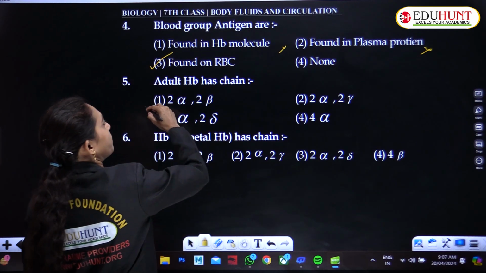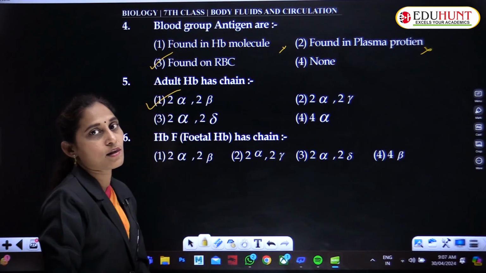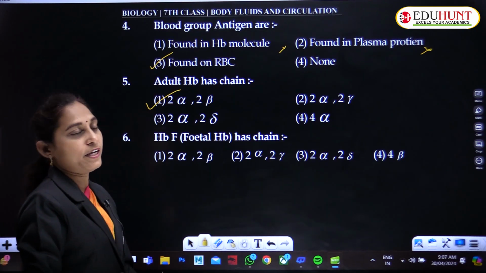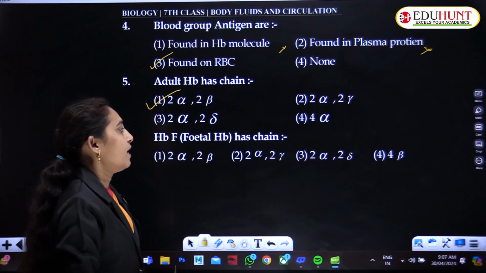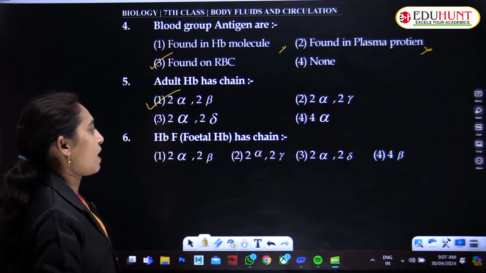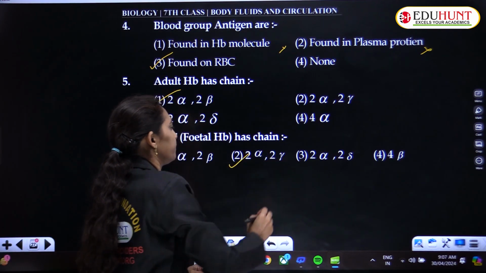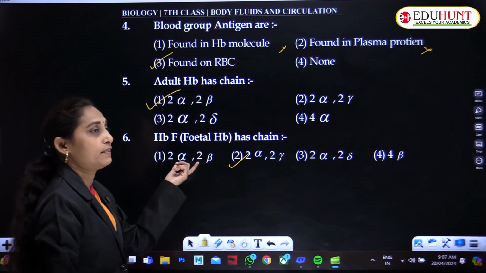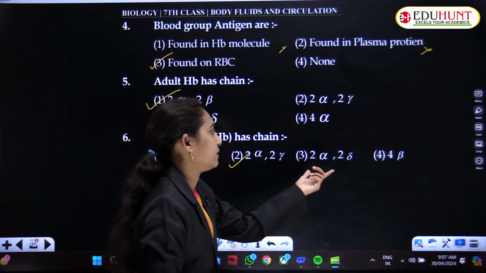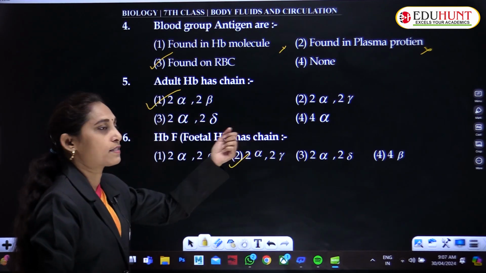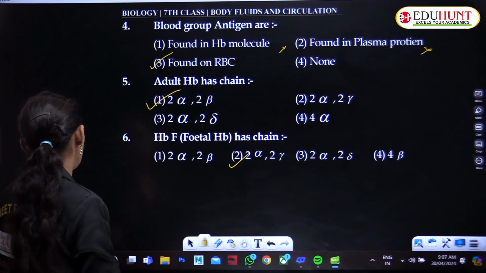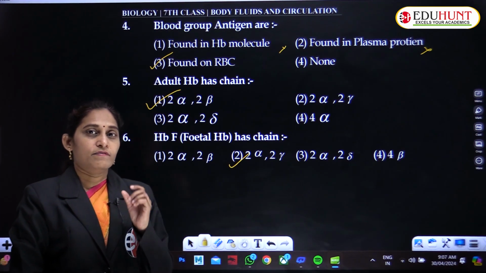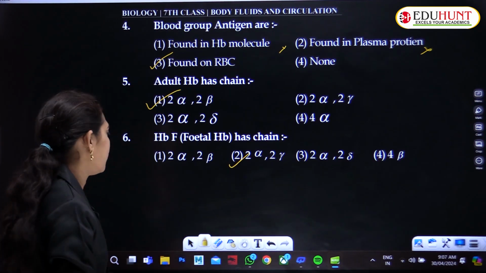So adult hemoglobin possesses 2 alpha and 2 beta. Hemoglobin F, that is fetal hemoglobin, has 2 alpha and 2 gamma. This is present in type 1 adult and type 2 adult. The 2 alpha and 2 gamma chains are present in fetal hemoglobin.